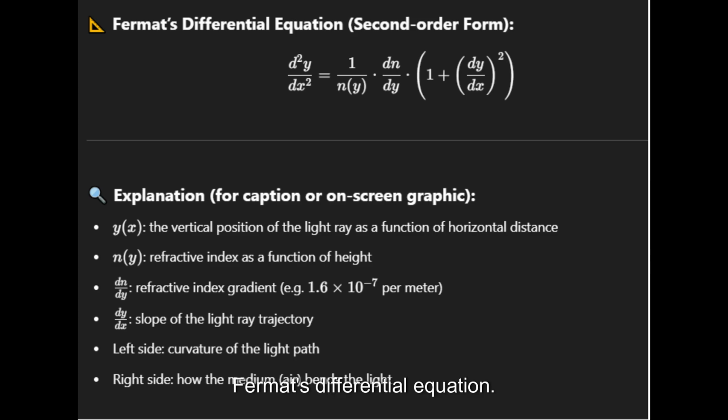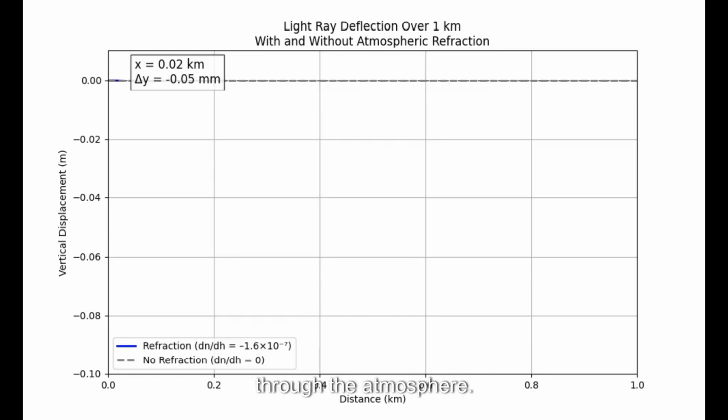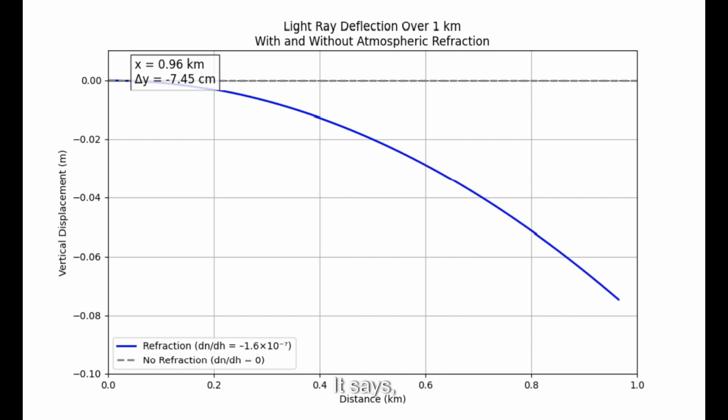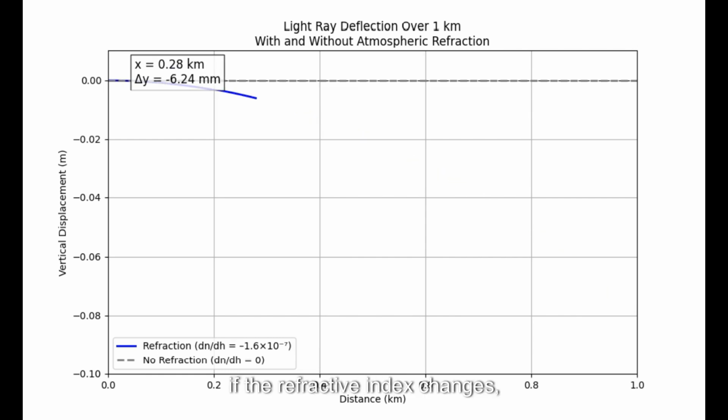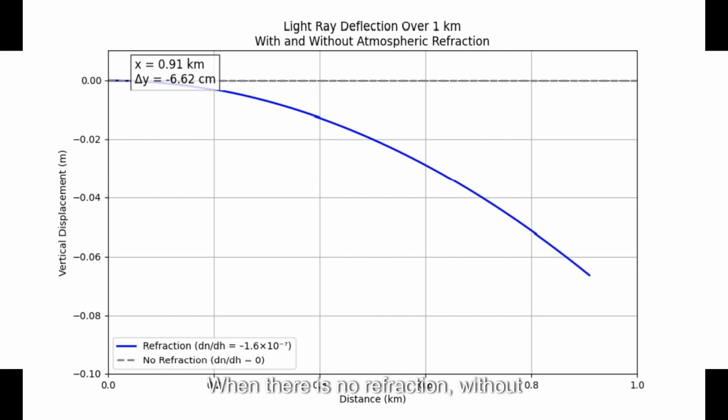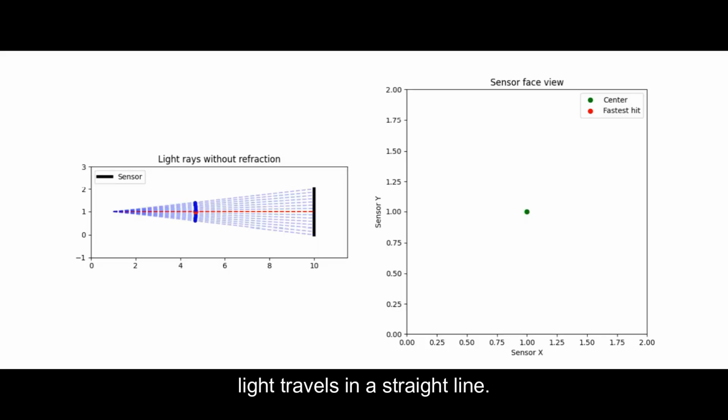Fermat's differential equation. Using Fermat's principle and our gradient, we compute the real light trajectory through the atmosphere. This curve is mathematical, not illustrative. It says if the refractive index changes, the light path curves. When there is no refraction, light travels in a straight line. The sensor records the shortest path. This is vision governed by geometry, without bending.